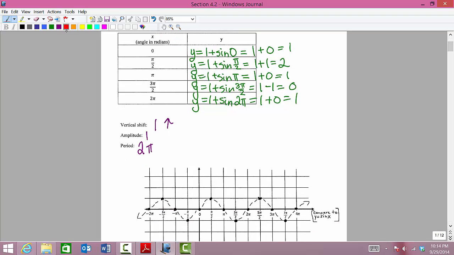As we start to plot these points, what we see is that the graph is shifted up vertically by 1 unit. So instead of the middle of my graph being on the x-axis, the middle of the graph is now shifted up to be y equals 1. So a vertical shift actually moves the middle of my graph up 1 unit. Now it's y equals 1.